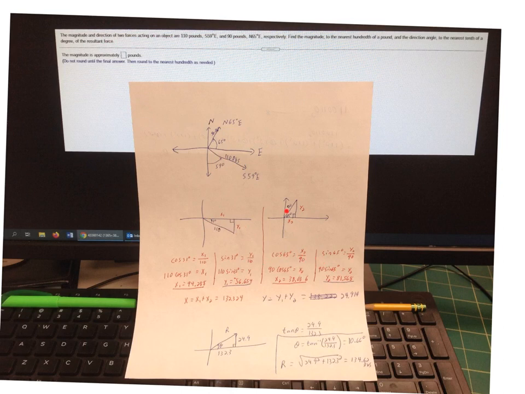Then we want the sum of these, we want the resultant. So we add our x's, and I get 132.324. We add our y's, I get 24.914. And so here's our resulting vector, where the x is 132.3. I round it, and this one's 24.9.